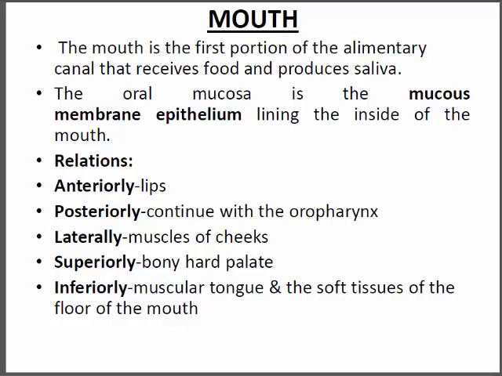And what are the relations? Anteriorly, the lips; posteriorly, it continues with the oropharynx; laterally, the muscles of the cheeks; superiorly, the bony hard palate; inferiorly, the muscular tongue and the soft tissues of the floor of the mouth.